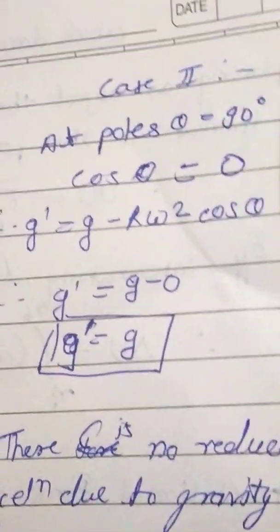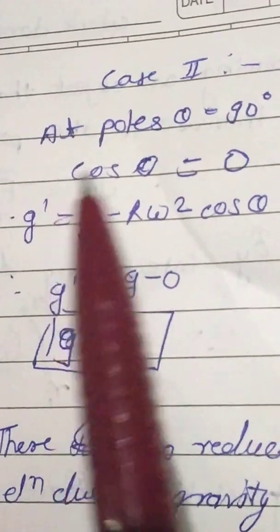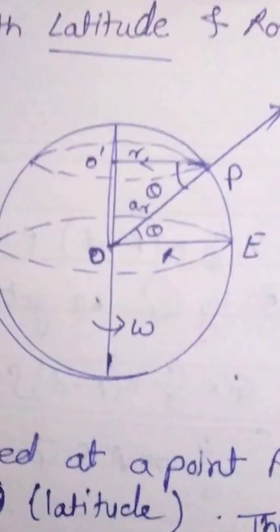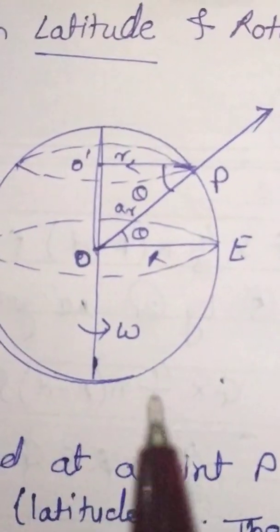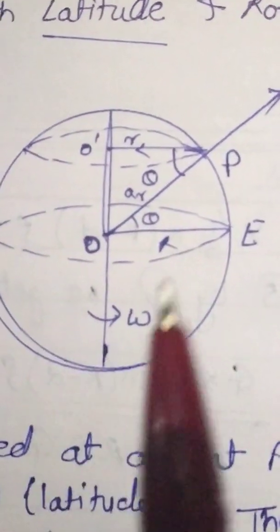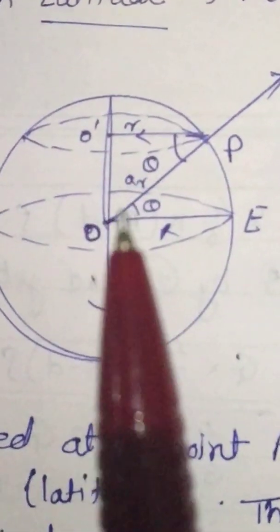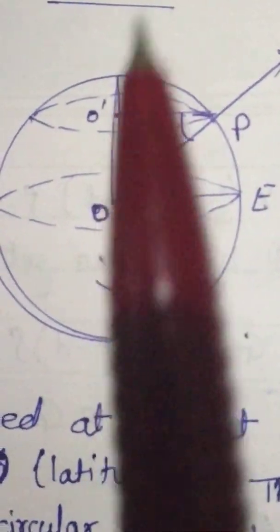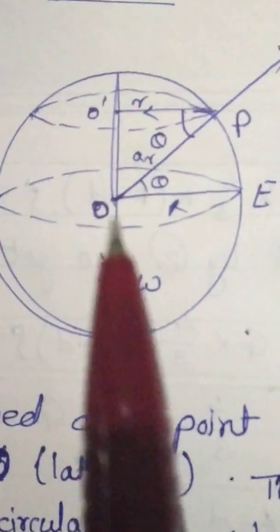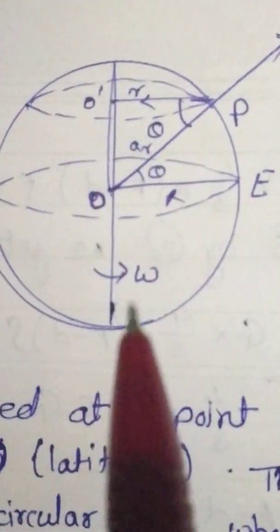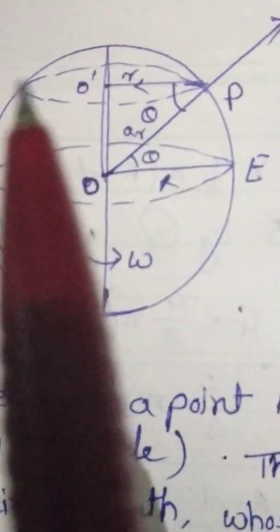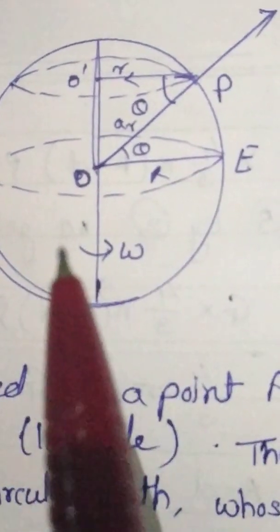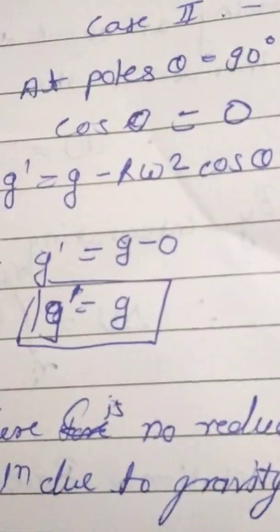Now special case second. At the poles, theta is equal to 90 degree. Again see the figure. At this point theta is equal to 90 degree. So at the poles, theta is equal to 90 degree and cos theta is equal to 0.